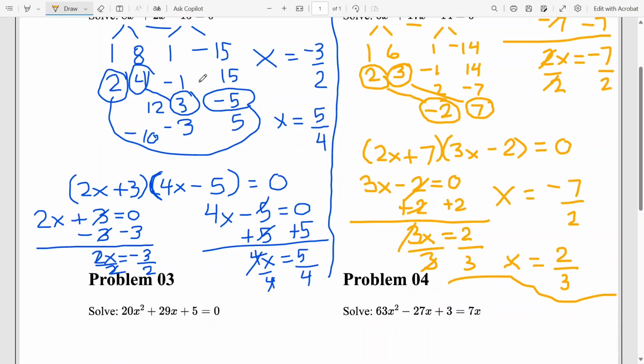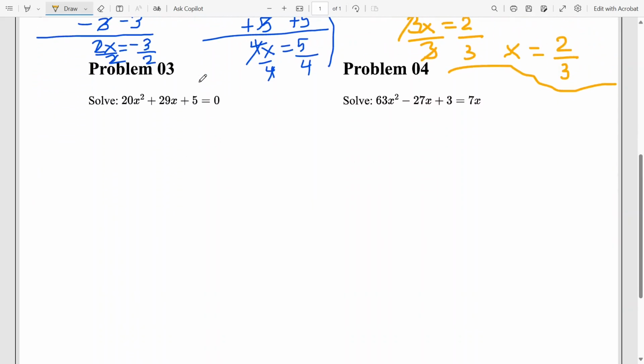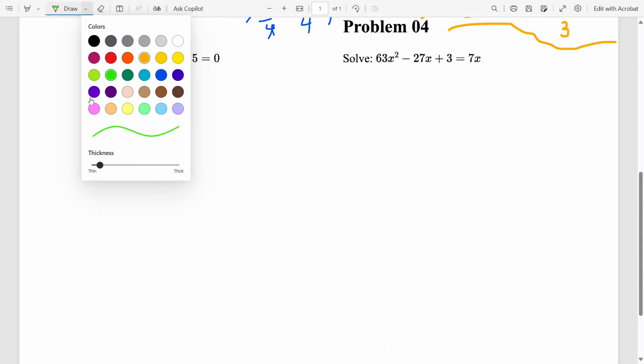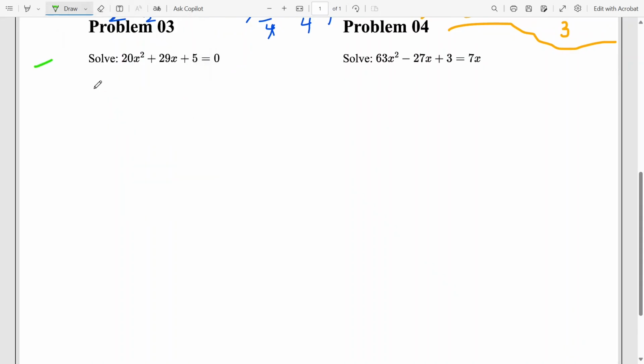All right, let's try another one. Problem 3. Let's do that in a different color. Let's do that in a light green. Oh, there we go. That's nice. So we got 20x squared plus 29x plus 5. So we have a plus and a plus, so all these factors are going to be positive for this one. So I could do like 1 times 20, 2 times 10, or 4 times 5.